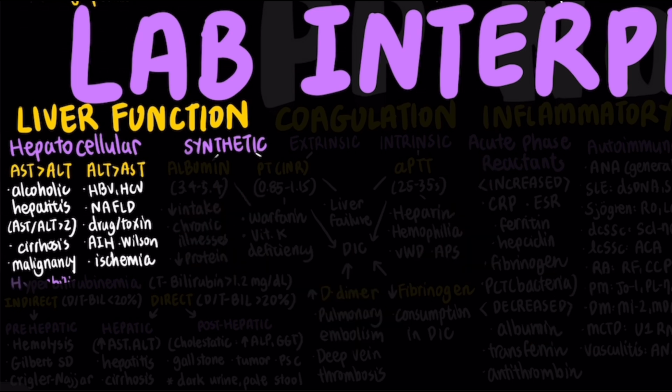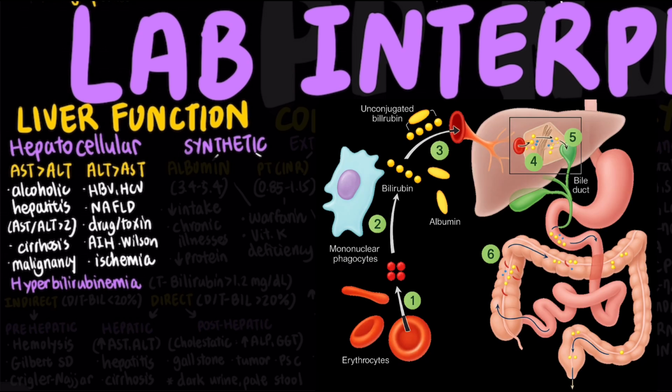Next is hyperbilirubinemia, or elevated bilirubin in the blood, the key lab finding behind jaundice. To interpret bilirubin elevation properly, we need to understand its pathway. Bilirubin comes from the breakdown of hemoglobin in red blood cells. It starts as unconjugated, or indirect, bilirubin, which is water-insoluble and carried to the liver by albumin.